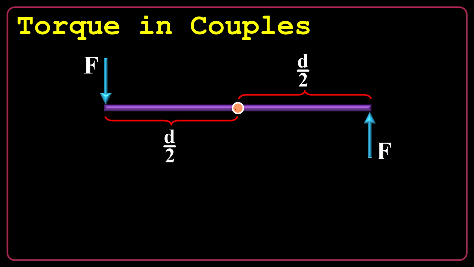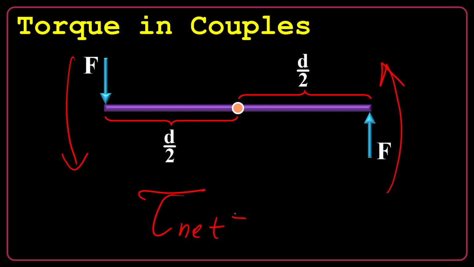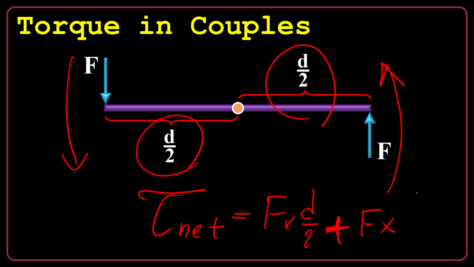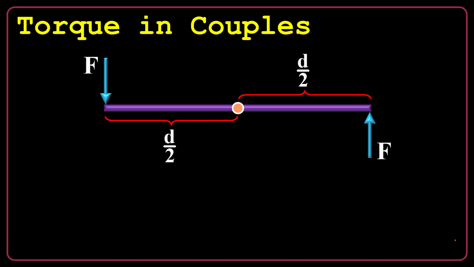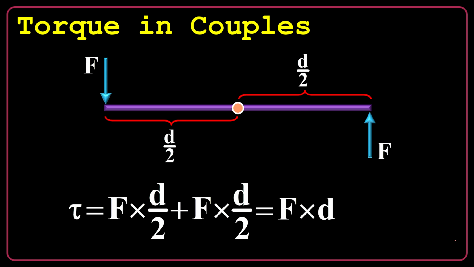Okay, let's find what the torque could be. As I told you, let's say this is anticlockwise and this is also anticlockwise. So the total net torque made by these two forces will be force times distance d over 2, plus, because they have the same direction of rotation, f times again d over 2. Okay, so it's very easy. This is just f times d.